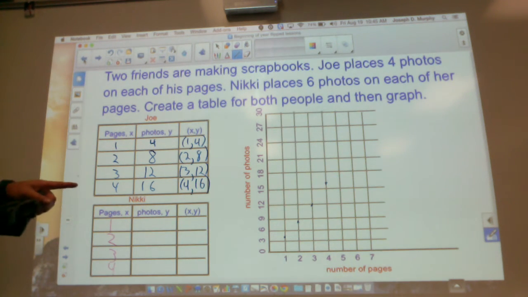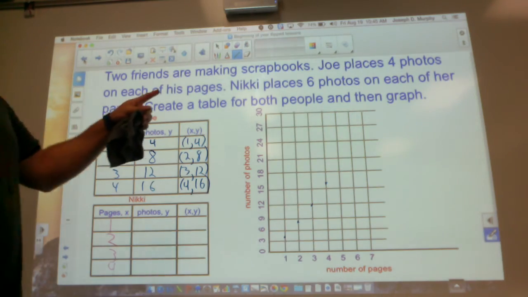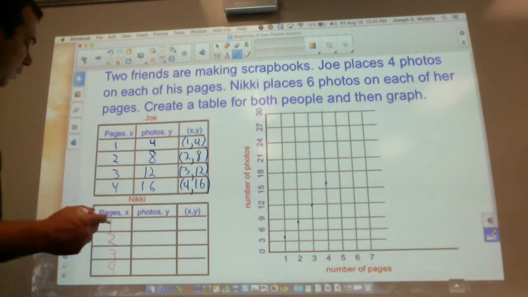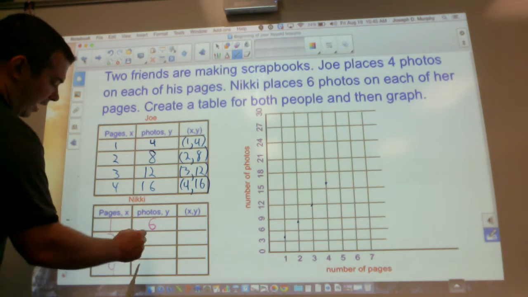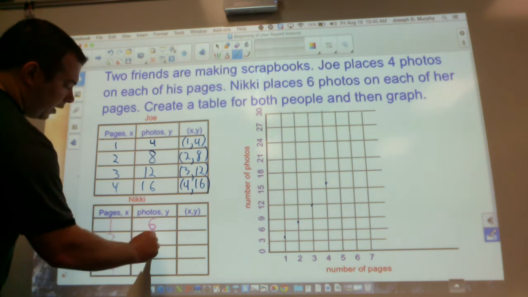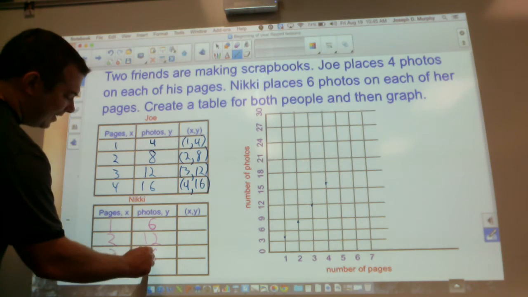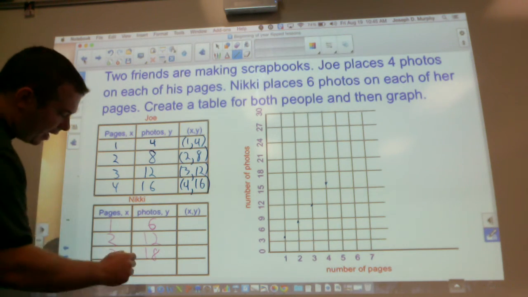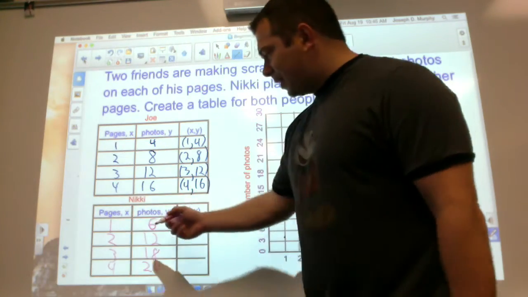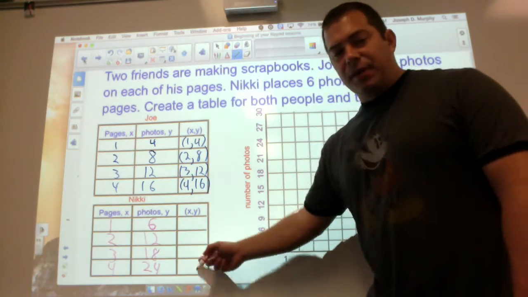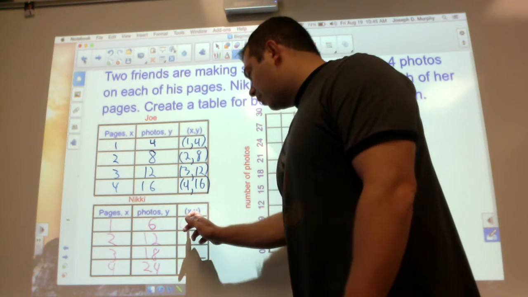Okay, so photos. For every 1 page, Nikki gets 6 photos. So 1 page would have 6 photos. Counting by 6s, 2 pages would have 12. 3 pages would have 18. And 4 pages would have 24. So my XY is pretty much done for me. I just have to put it in this coordinate form.